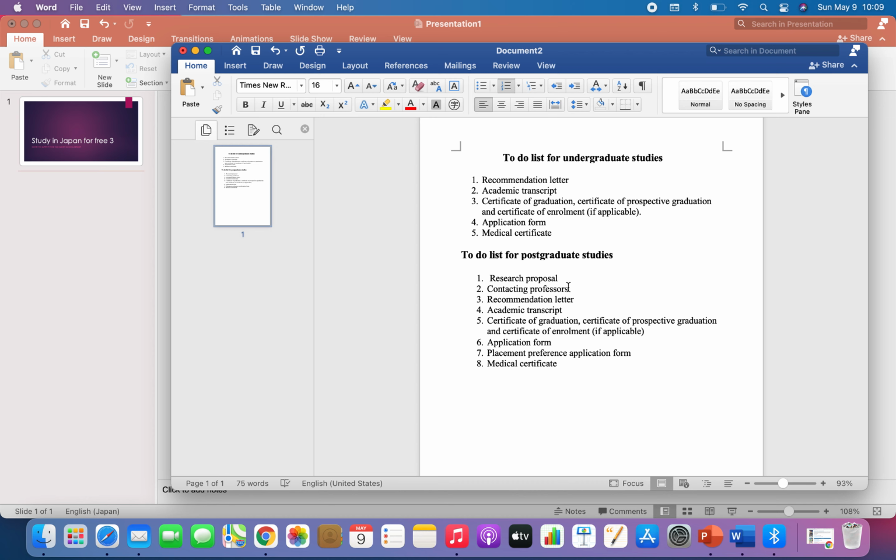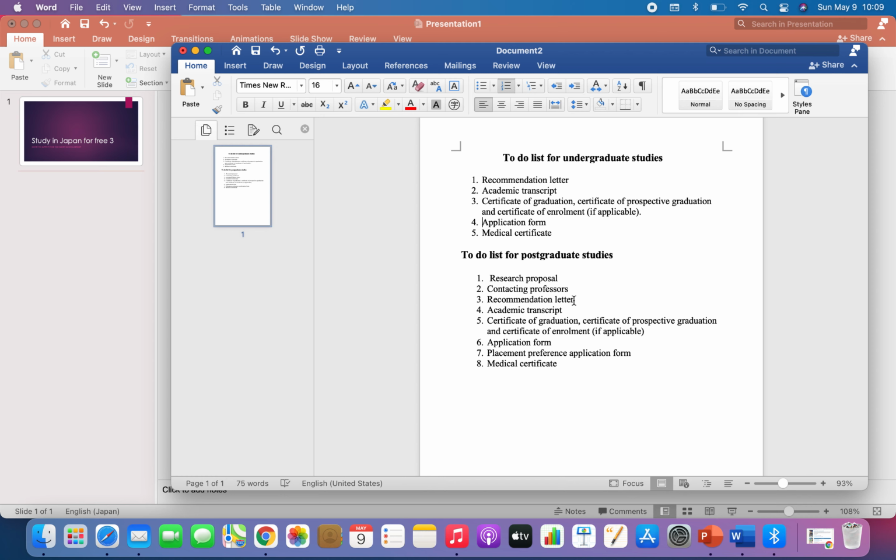Also, there's a form called the placement preference form, and this form requires you to write the name of the university, the name of the major, and then the name of the professor. So we'll try to contact professors as well. I'll explain more about that soon.